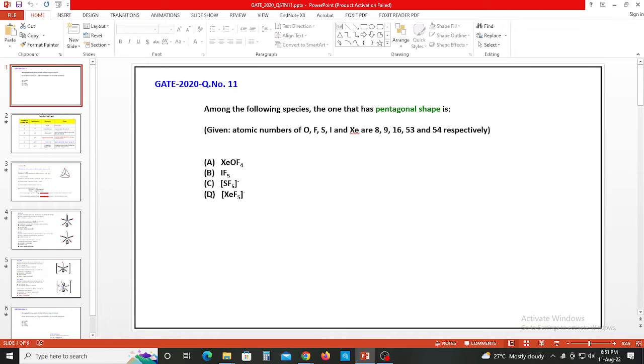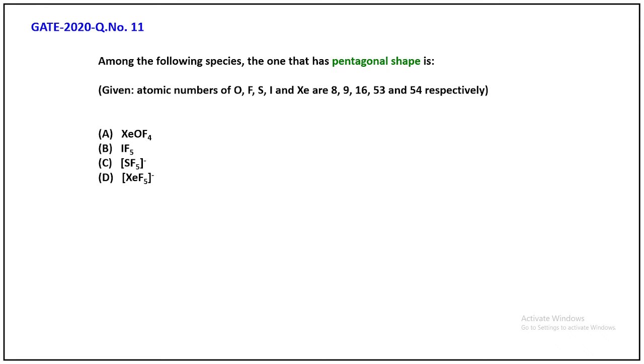Whether slides are visible? Yes, ma'am. Okay. So the first question we will be discussing is from GATE Chemistry 2020, question number 11. Among the following species, the one that has pentagonal shape is: atomic numbers of oxygen, fluorine, sulfur, iodine and xenon are given, and the 4 options are XeOF4, IF5, SF5 minus, XeF5 minus.